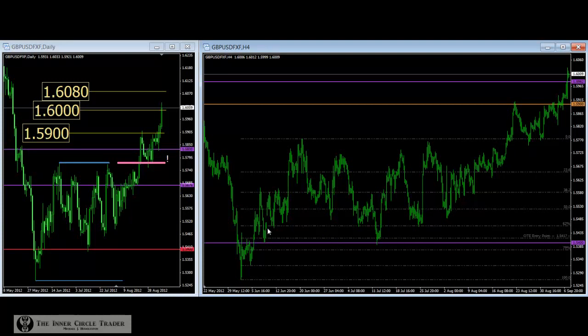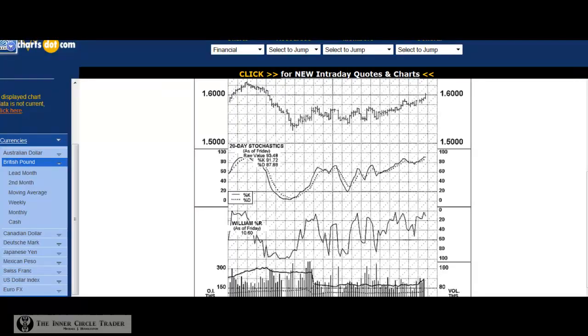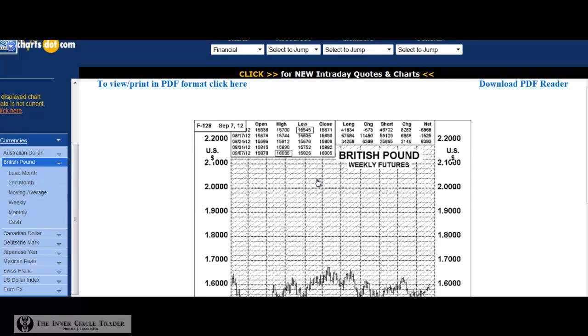Now let's take a look real quick back here in June, July. What were the commercials doing at that very same time? Let's go back to the British Pound weekly chart.